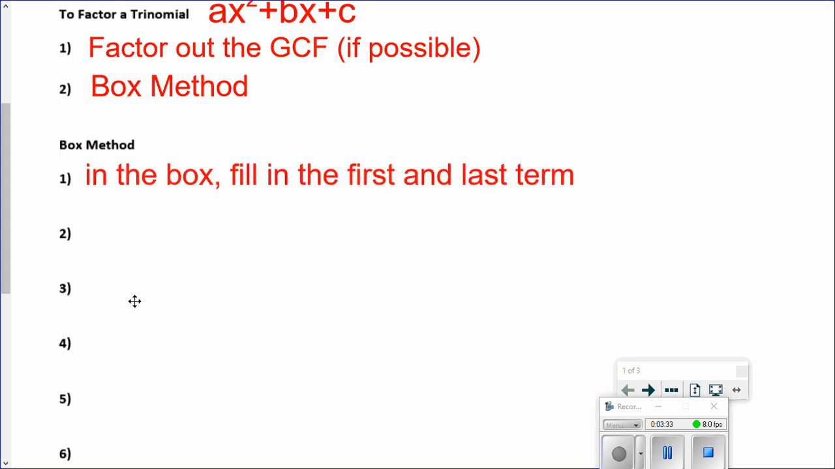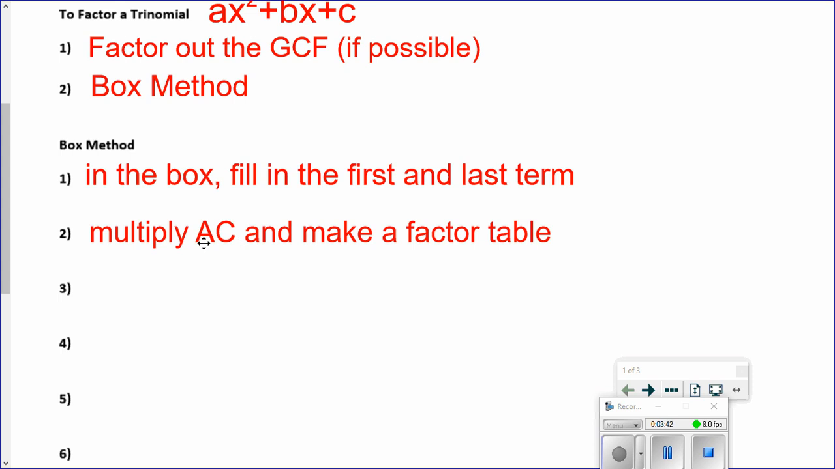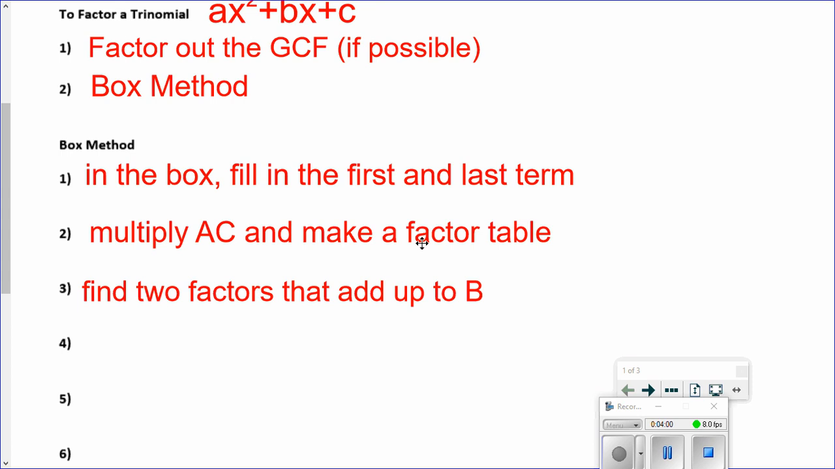So, step 1, when we have our box, we're going to fill in the first and last term into the box. Then we're going to multiply the a times the c. So a meaning this first coefficient and c meaning the last coefficient. And we're going to make a factor table. So we're going to find all the factors that make that product of a times c. Then we're going to find 2 factors from that factor table that also add up to b. So that's that middle coefficient.